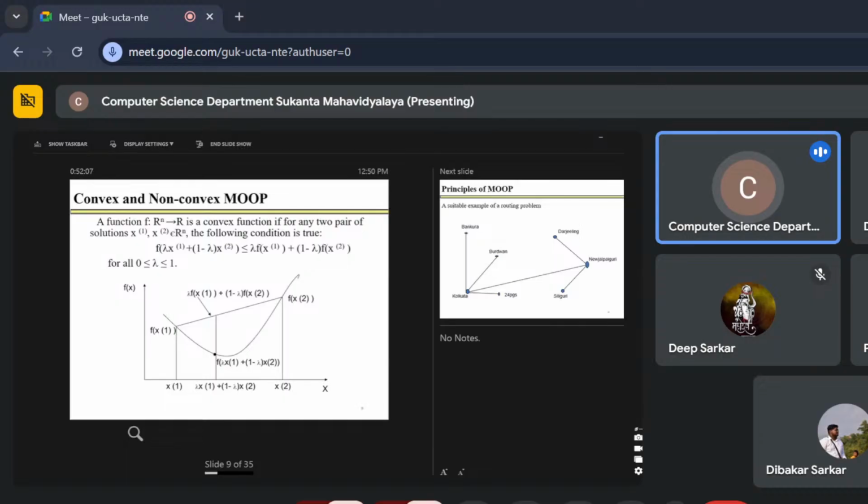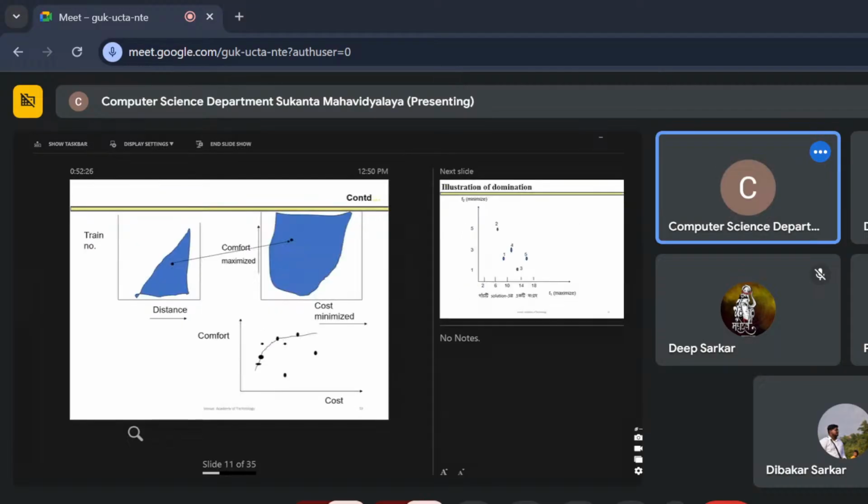Forget about it. Just an example. Yeah. So here is another example. So distance, comfort, cost, three factors. Okay. Distance, comfort, cost. Forget about the distance part. Comfort versus cost.